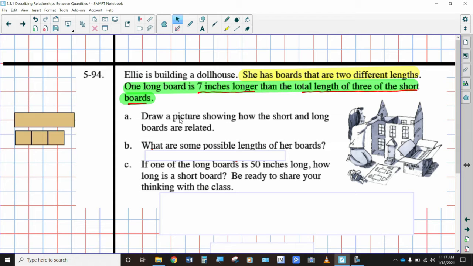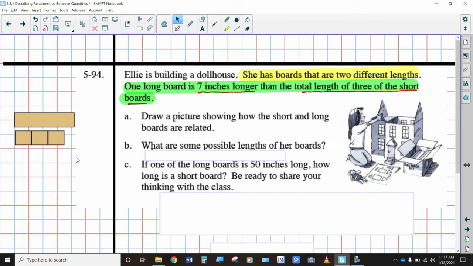So it says draw a picture. Maybe I better read what's in green again, just to start over. One long board is 7 inches longer than the total length of 3 short boards. Okay, so here are the 3 short boards. The total length of all 3 of them, put end to end, you would add all 3 of those together. And then here's the long board.